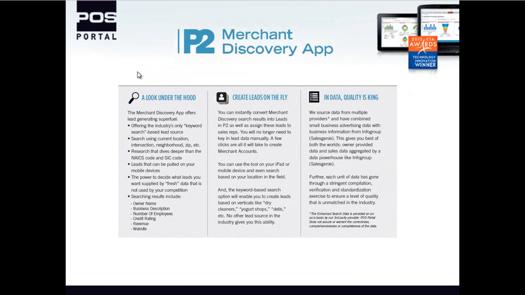So a little bit about our Merchant Discovery app. What we did is, we set up Merchant Discovery to offer you lead generation tools. So what we're able to do is, we basically offer you the industry's only keyword search-based lead tool. So we'll show this in a moment. We'll get in and do some searching and show you kind of how it works. You can search using things like current location, intersection, address, zip code. Traditional lead tools typically use things like SIC and NAICS codes to allow you to search, and we take a little different approach to that.